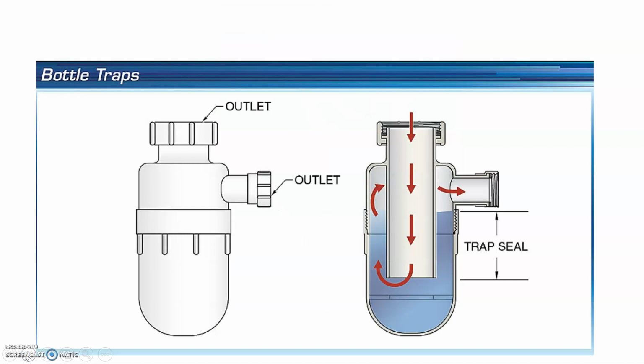Next up, we have the bottle trap. The bottle trap is commonly still found for laboratory sinks. Not domestic, but a laboratory, the mad scientist, as I like to call it, working away. This bottle trap could possibly be used on their laboratory sinks. Again, it creates a seal and it cleanses itself.